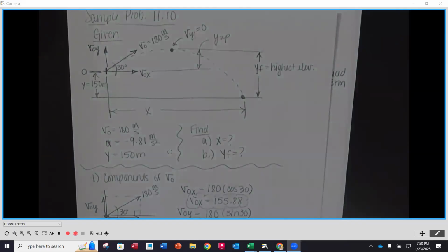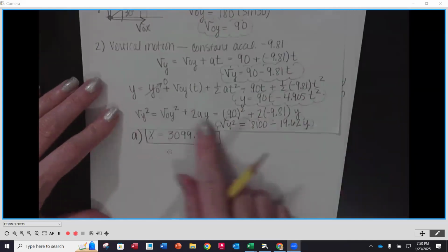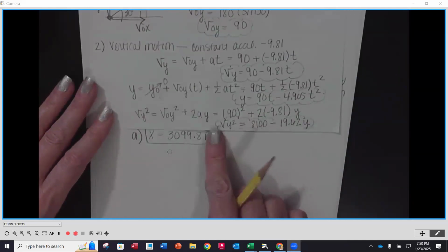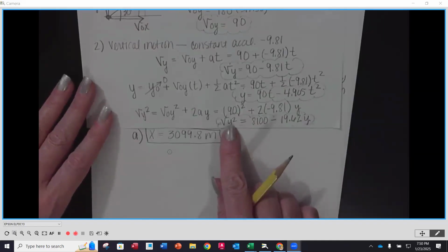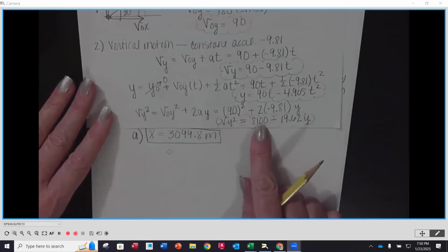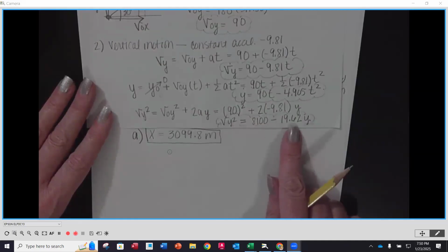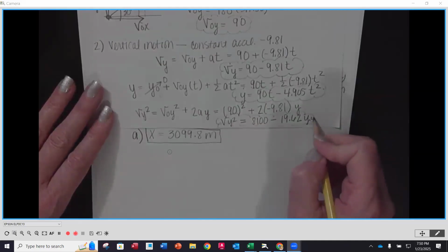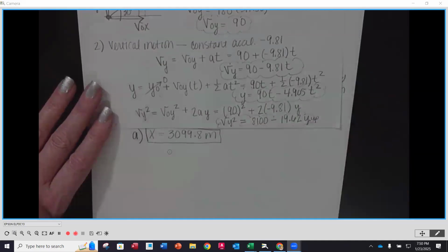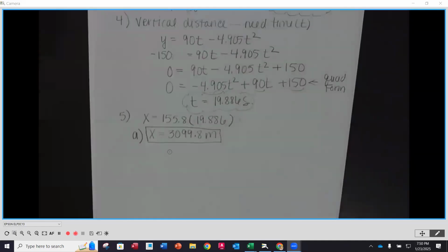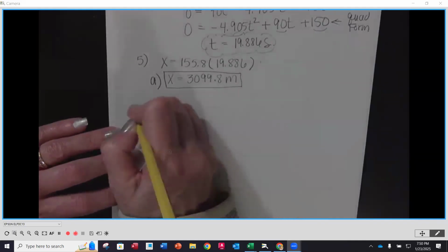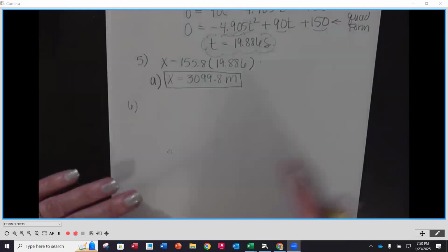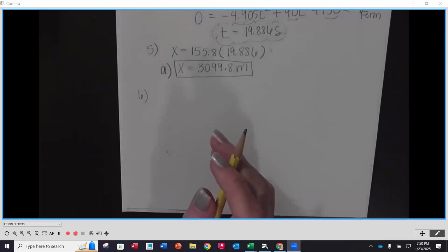So the equation we're going to use for this one is the one that we developed, the third one for the vertical motion. Vy squared is equal to 8,100 minus 19.62 times Y, and this is the Y up. That's going to be that little distance right there. This is going to be my step number 6. We're going to calculate that first distance.